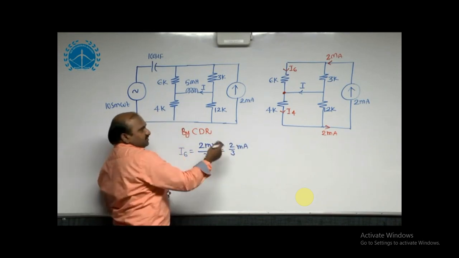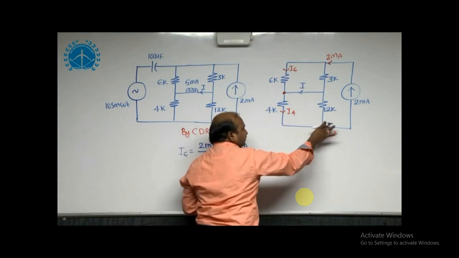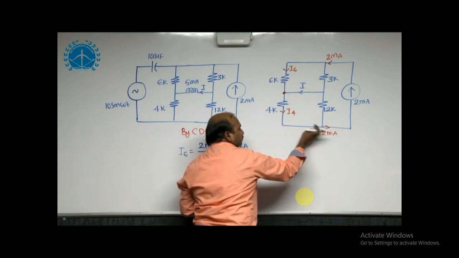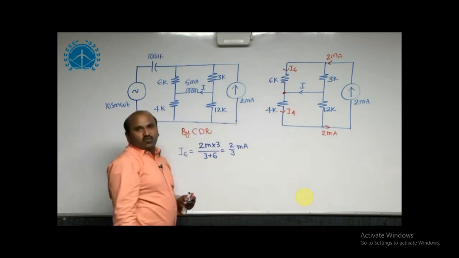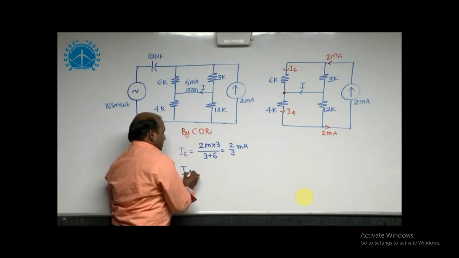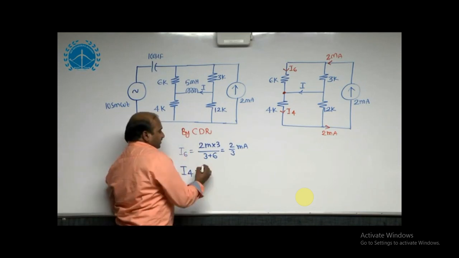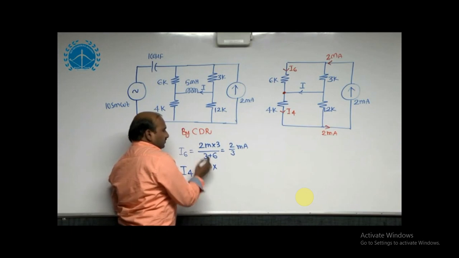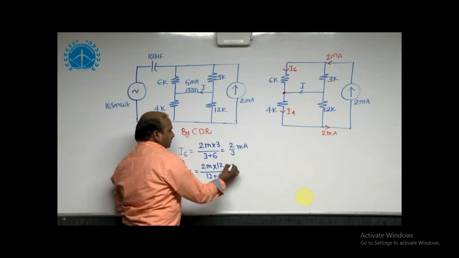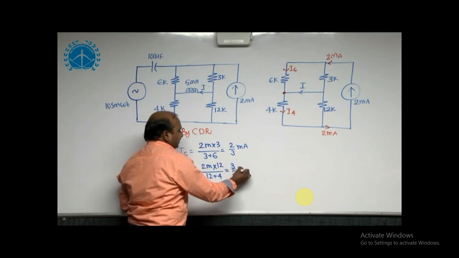Like that, the same current is entering these two. Since the leaving current is 2 milliamperes, the total 2 milli divides into 4K as well as 12K. That's why I4K is equal to 2 milli by CDR into the opposite resistance 12K by 12 plus 4. With this, you get 3 by 2 milliamperes.